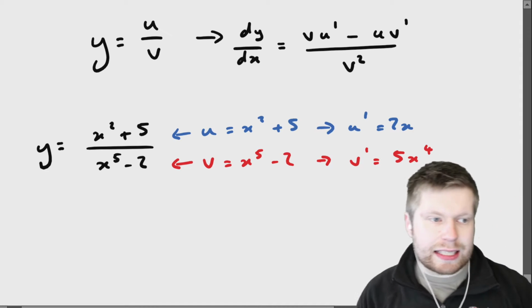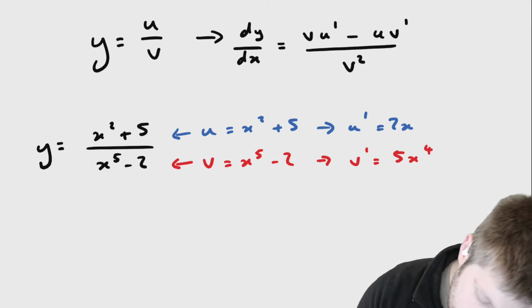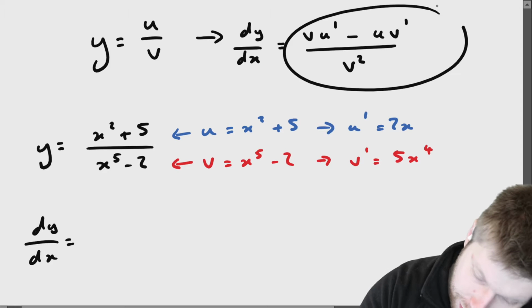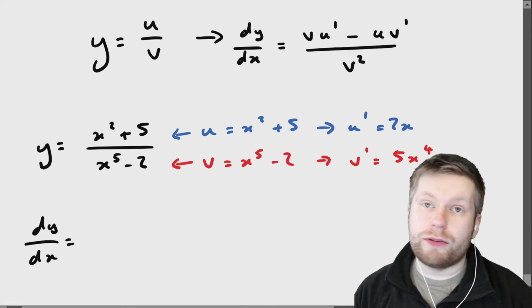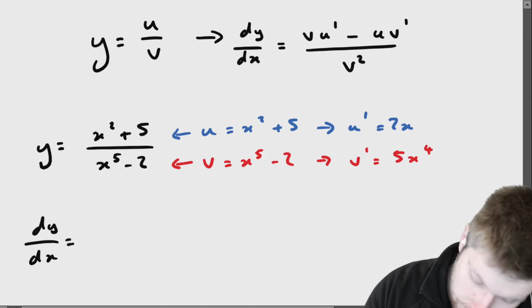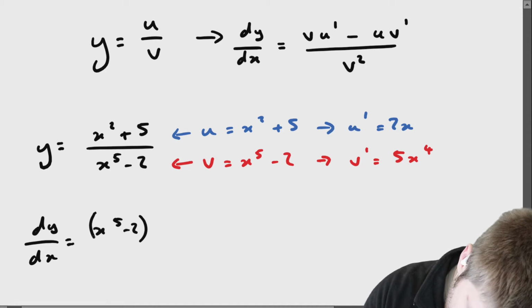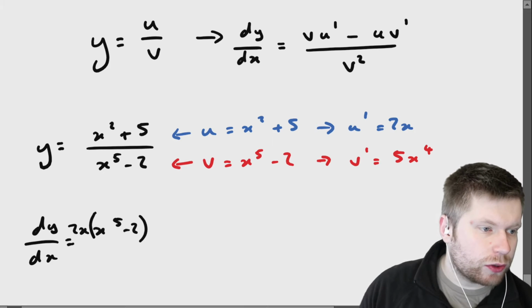Which means that when I stick these things into my formula, I end up with, well, dy by dx will be equal to, let's stick it in my formula. So I first of all get on the numerator v multiplied by the derivative of u. So v is x to the power 5 minus 2. Derivative of u is 2x. So I get 2x multiplied by all of this lot, okay?